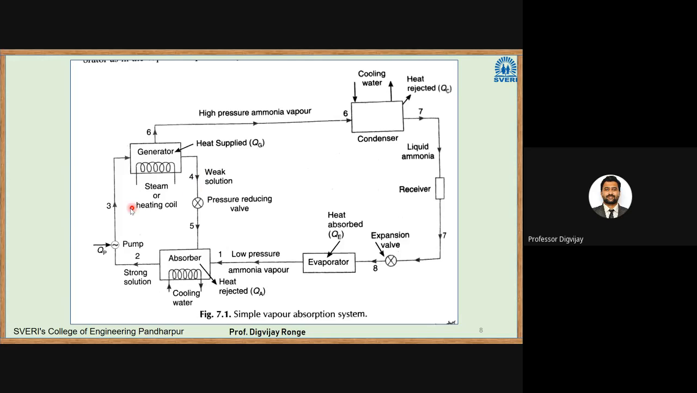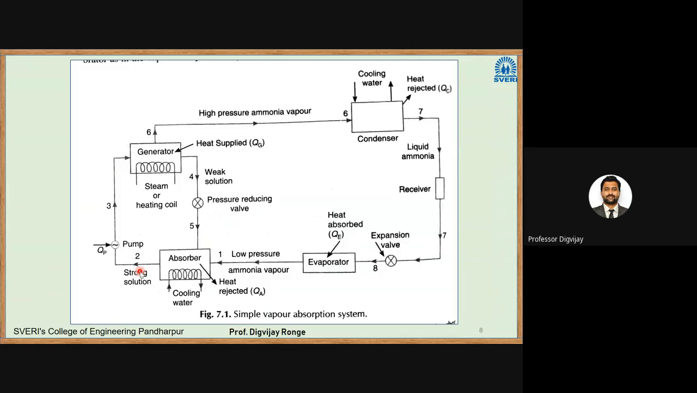Okay. So if I talk about a generator, generatorच्या एंट्रीला स्ट्रॉंग सोल्युशन आहे अमोनिया प्लस वॉटरचं. जनरेटर मध्ये हीट दिली जाते त्यामुळे काय होतं अमोनिया वेपर बाहेर पडतात ते जातात कंडेन्सरला आणि राहिलेलं जे सोल्युशन आहे ज्याच्यामध्ये अमोनियाचं पर्सेंटेज कमी आहे त्यामुळे आपण त्याला म्हणतो की weak solution. So that weak solution is passed to the pressure reducing valve. Now after it comes to the pressure reducing valve, it is passed to the absorber again. So this weak solution is passed to the absorber. It will take the ammonia vapor, then again it will become a strong solution.